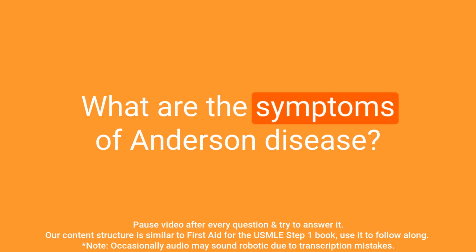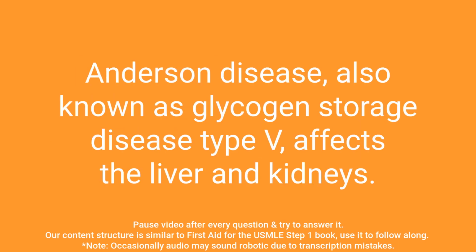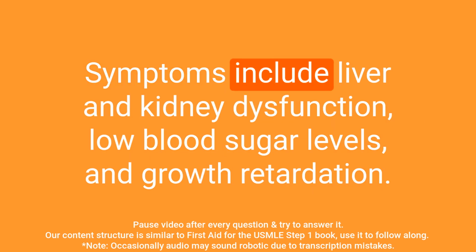Question: What are the symptoms of Anderson disease? Answer: Anderson disease, also known as glycogen storage disease type V, affects the liver and kidneys. Symptoms include liver and kidney dysfunction, low blood sugar levels, and growth retardation.